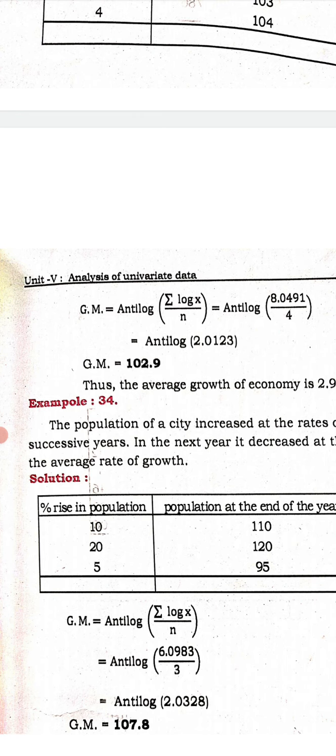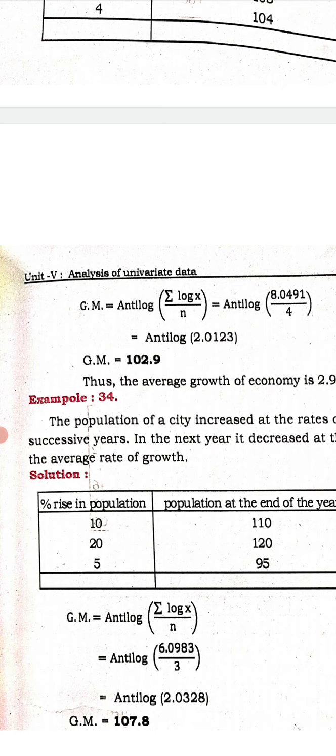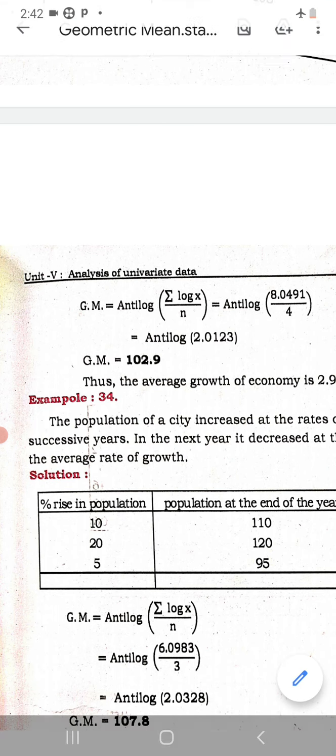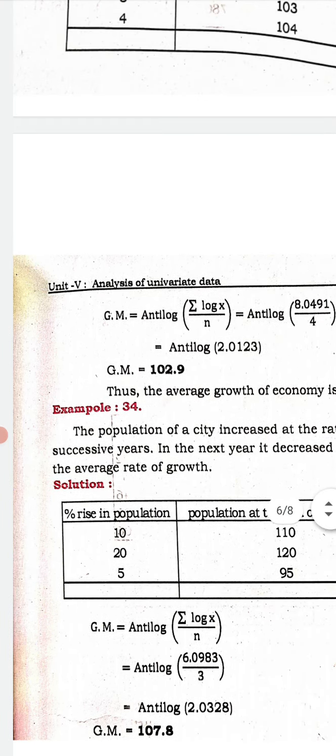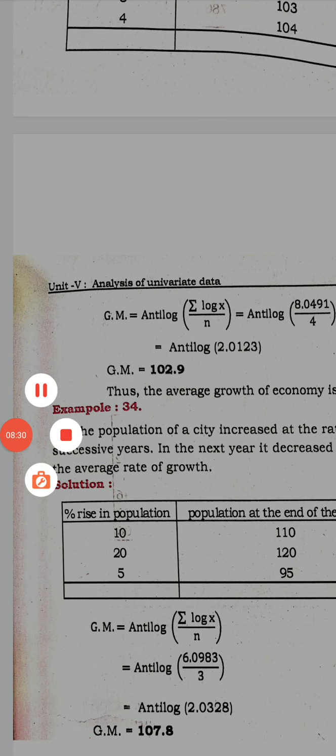Now what is the next step? Go to anti-log table. 0.1's value in second column, add mean difference 2 and add mean difference 3. You'll get the value as 102.9. How to put the point here? You'll get the value as 1029. Before the point 2 is the value here, 2 plus 1 is 3. After 3 digits you have to put the point. Understood? Like this you have to solve the problem when average growth rate is asked.